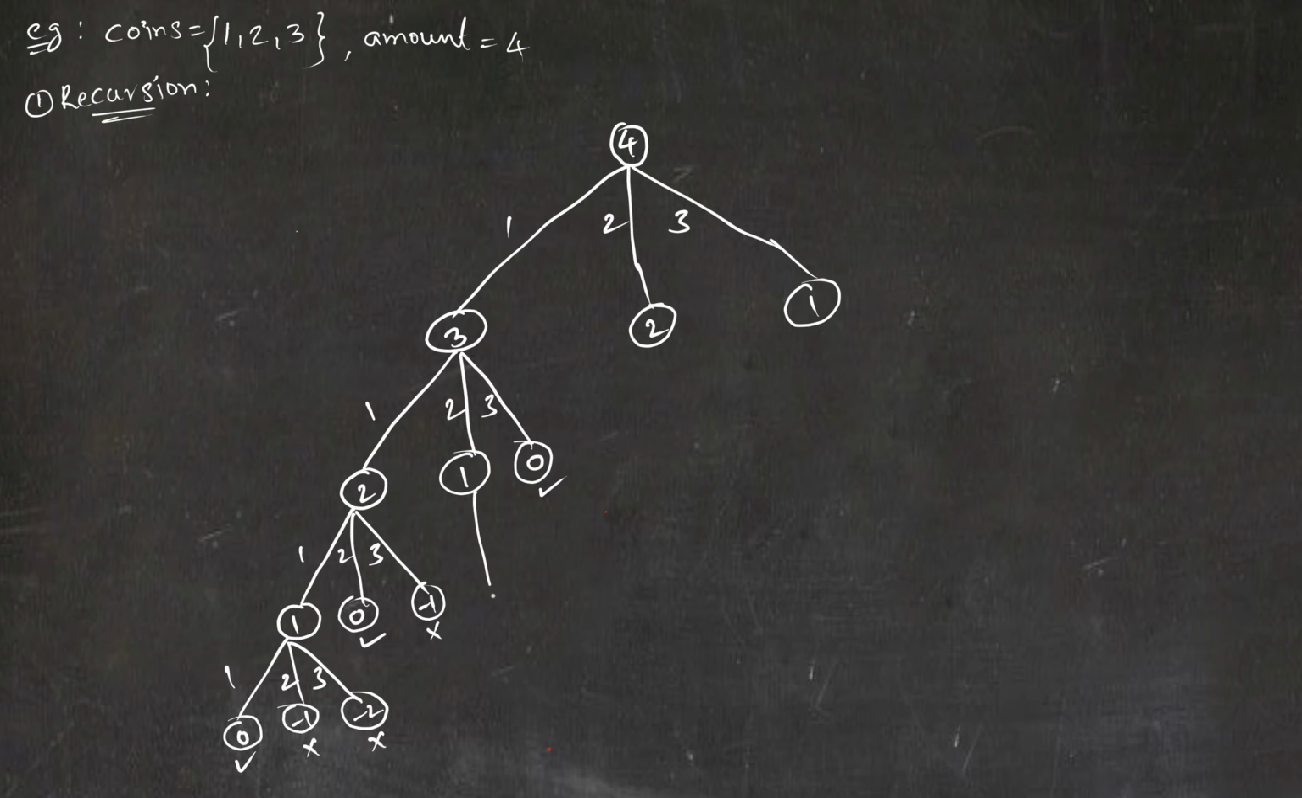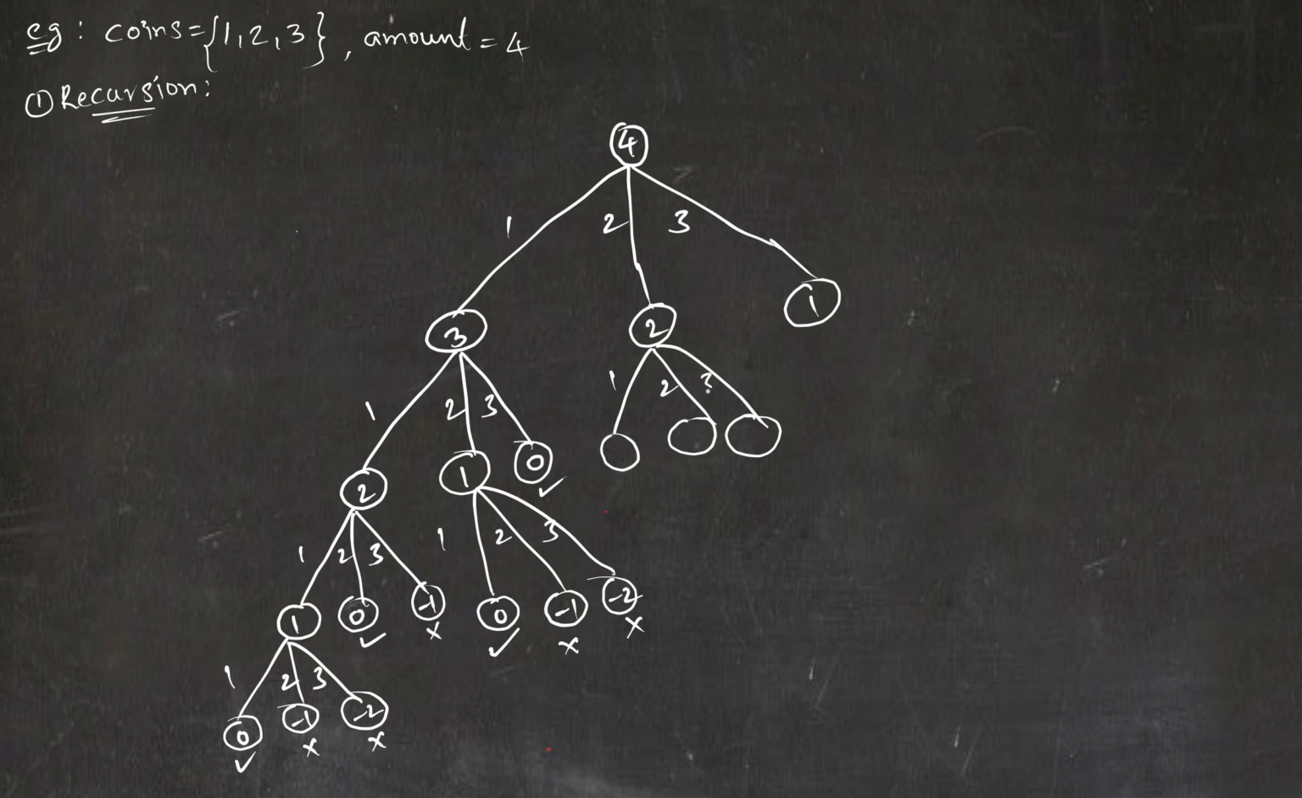Then for this one, again 3 choices: 1, 2, 3. So if I choose 1, 0, valid combination. This is -1, this is -2, invalid, invalid. Then for 3, again we have 3 choices.